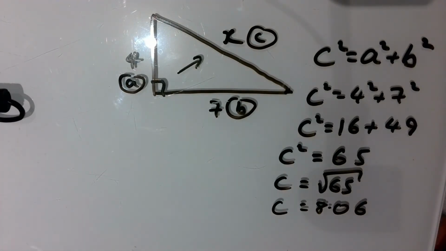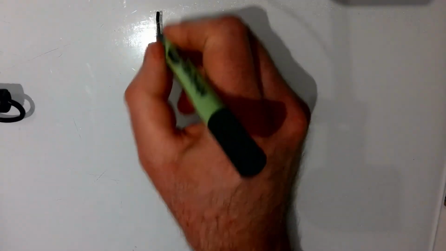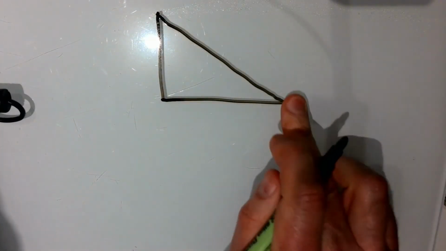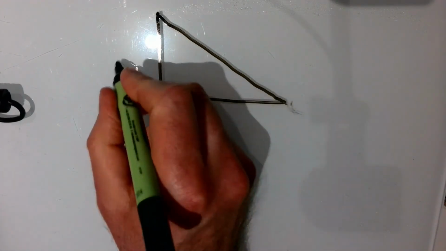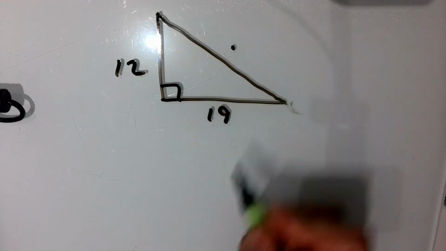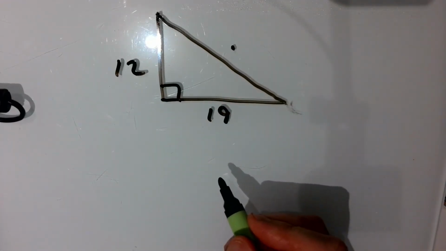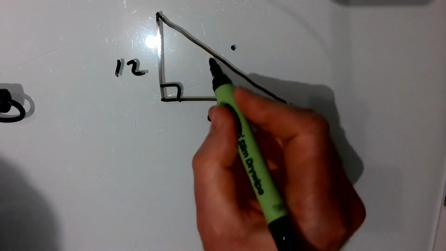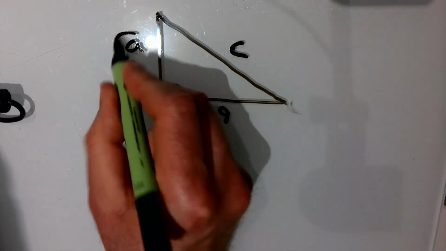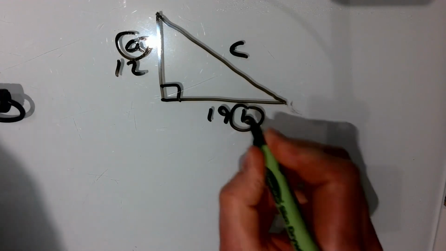Let's take a look at another example. If I just get rid of this one here. Here is one as well. So that's 12, and that's 19. And again, we're trying to find this one here. We label our three sides. The longest one is always C. We'll call this one A. We'll call this one B.